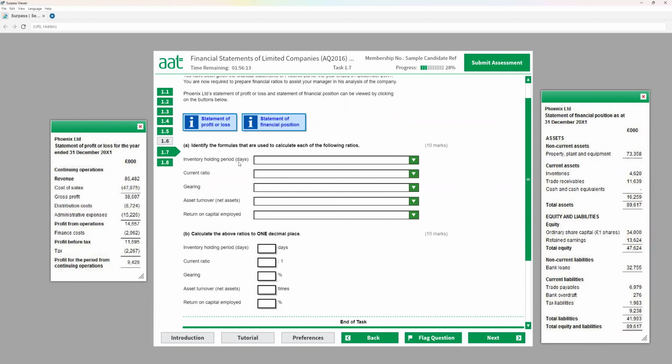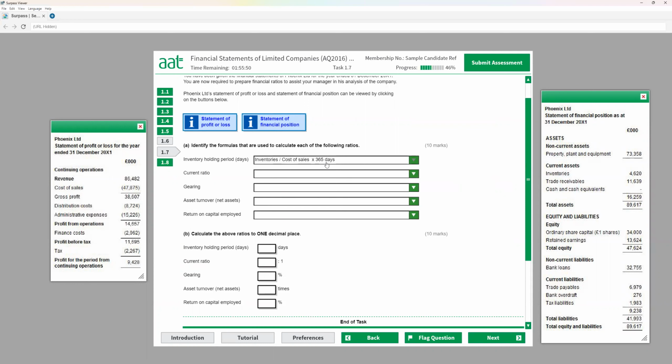Now there are 3 days questions that can come in the exam. One is for the inventory, one is for the trade receivables, one for the payable. Story is same. For the inventory it is closing inventory divided by cost of sales. So inventory divided by cost of sales times 365. For trade receivables, it is receivables divided by sales times 365.